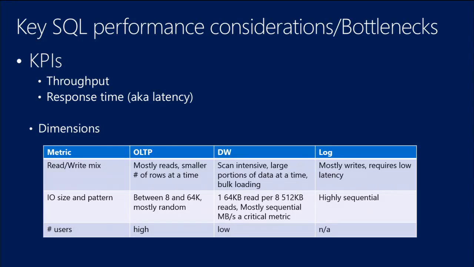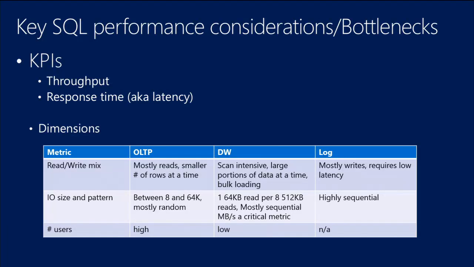For a data warehouse workload, it's scan intensive. You're reading a lot of data at the same time, so I think a typical measurement is 1 64K read per 8 512K reads. So doing more sequential kinds of reads. Fewer users. The amount that you read becomes important as we look at the architecture and the caching that you get in a VM.